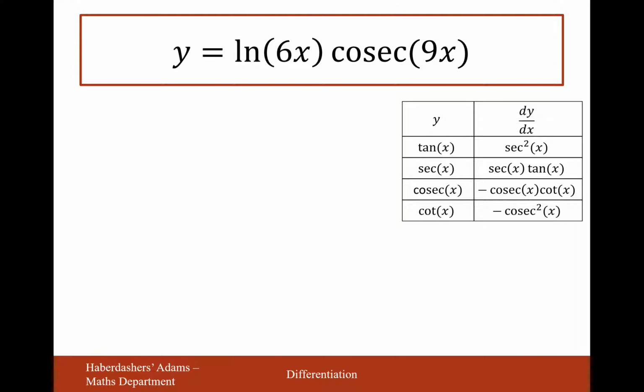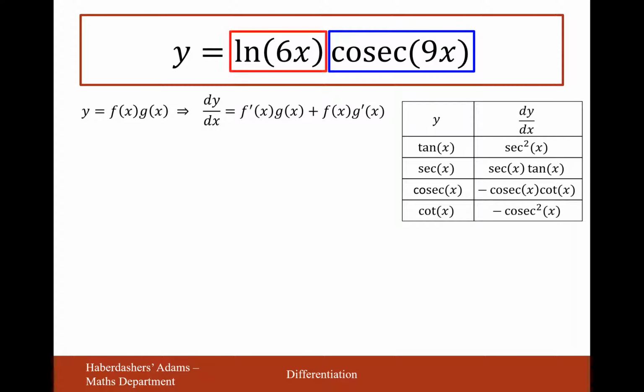Ln 6x cosec 9x. Well, this here is a case of the product rule. We've got two functions that are being multiplied together, ln 6x and cosec 9x. Let's just remind ourselves what happens with ln 6x. We break it up into ln 6 and ln x. When we differentiate, ln 6 is just a number, so that will disappear, and ln x turns into 1 over x. So let's now get started on this full derivative. The first thing we need to do is differentiate the first function. We've just done that down there. That's 1 over x. Multiply it by the g function. That would be cosec 9x.